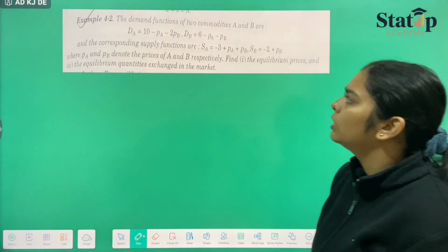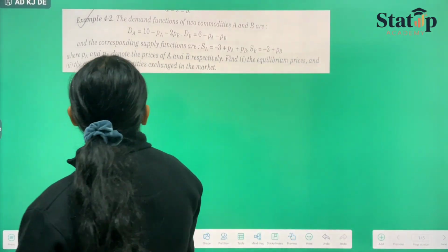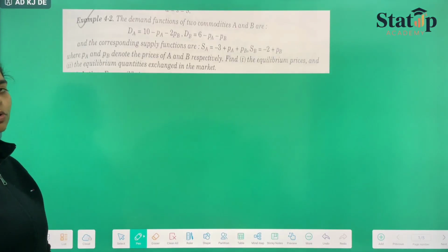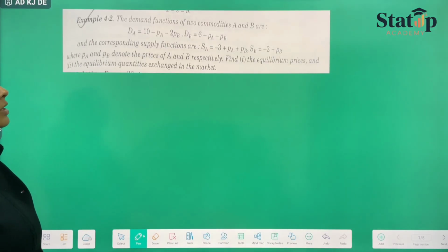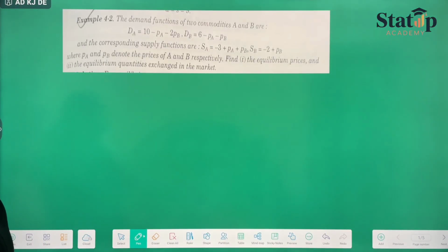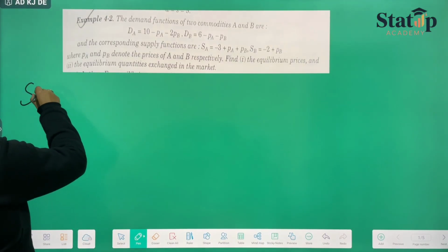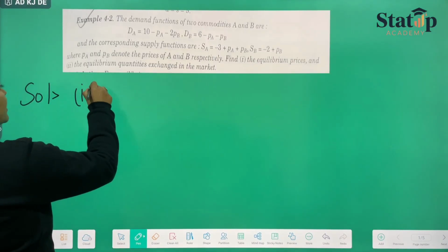Now moving forward to the second example. The second example has been given for two commodities, commodity A and commodity B. The demand function for commodity A and for B has been given, and the supply functions of A and B have been given, where PA and PB denote the prices of A and B respectively. So first of all, we have to again find the equilibrium price. For the first part, we have to find the equilibrium price.